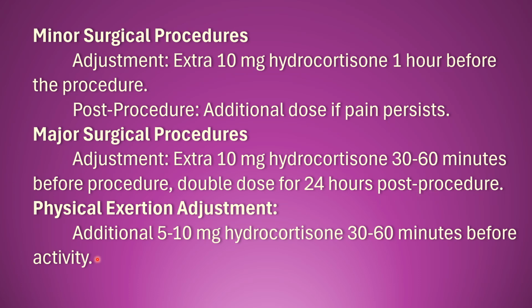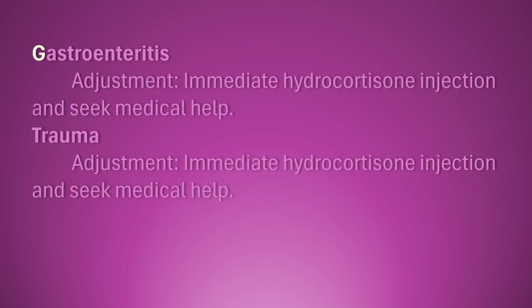If I know I'm going to be running a marathon or going extreme at the gym, I will take an additional 5 to 10 milligrams of hydrocortisone 30 to 60 minutes before activity. Something we can notice in all of these is that when I'm sick, I don't know a flu is coming a few hours before, so I compensate after the fact. But if I know a stressful event is coming in my life, I can be proactive and actually take those doses of the medication beforehand.